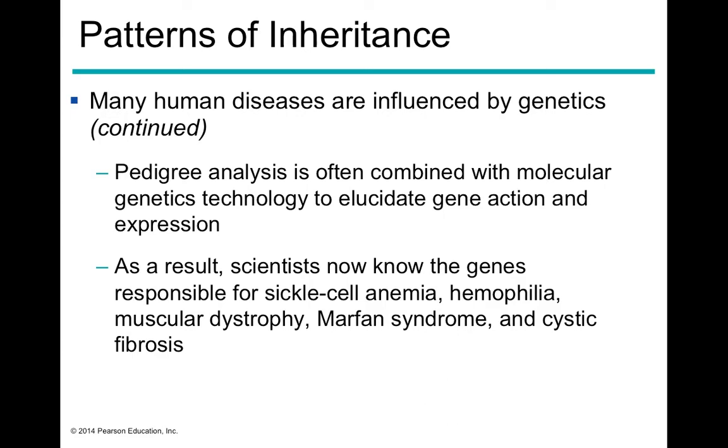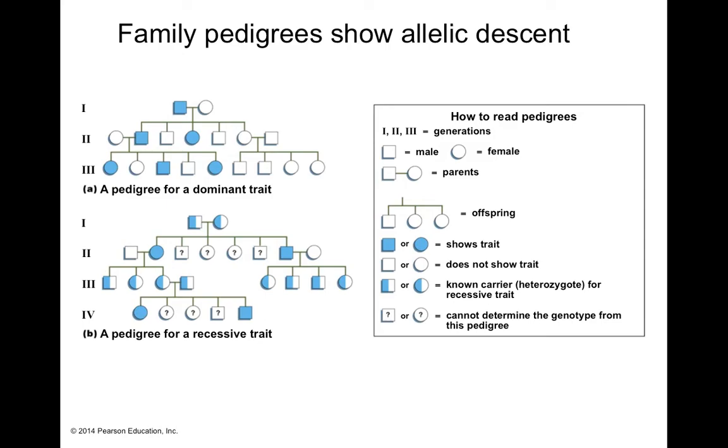So if you know who carries which traits, then you can try to figure out how those traits are expressed. And because of that, scientists now know which genes are responsible for sickle cell anemia, for example, hemophilia, muscular dystrophy, Marfan syndrome, cystic fibrosis, and many, many more. So what does a pedigree look like?